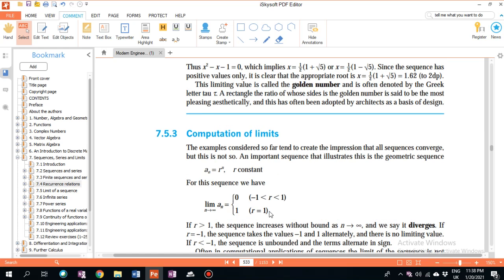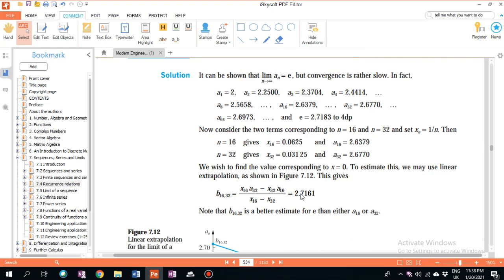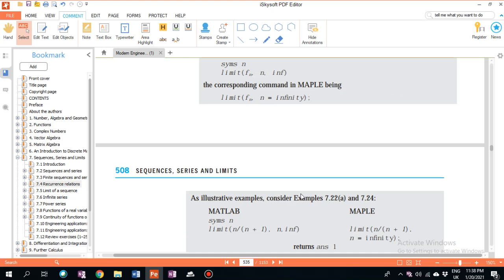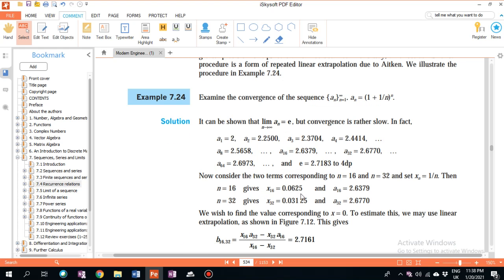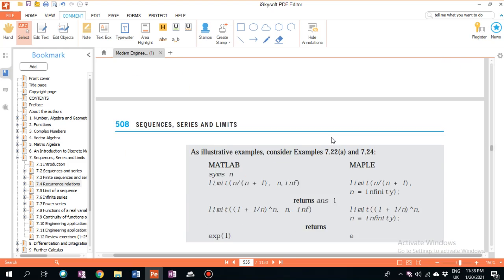This one is about computational limit. This is where we are talking about divergence. Okay, here are some examples of divergence.